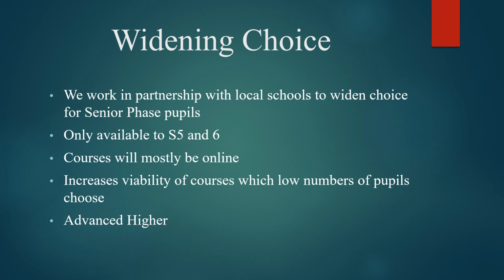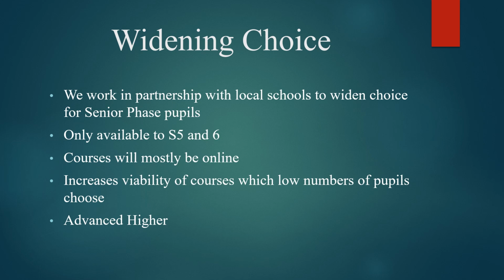So we look to widen choice within the senior phase through the use of what we call the consortium arrangements. What that means essentially is that we work in partnership with local schools to widen the choice for senior phase pupils. It should be pointed out that it is only available to S5 and S6 pupils, not to S4 pupils. Since the pandemic, courses offered through the consortium arrangement have largely been online, although not exclusively, and that may continue to evolve over the coming year.